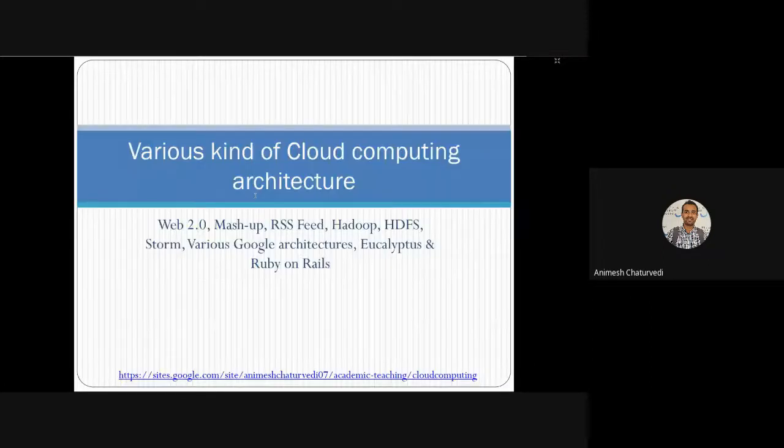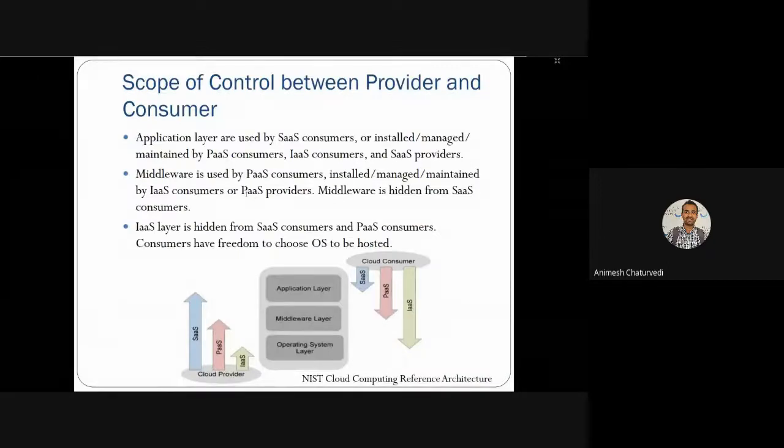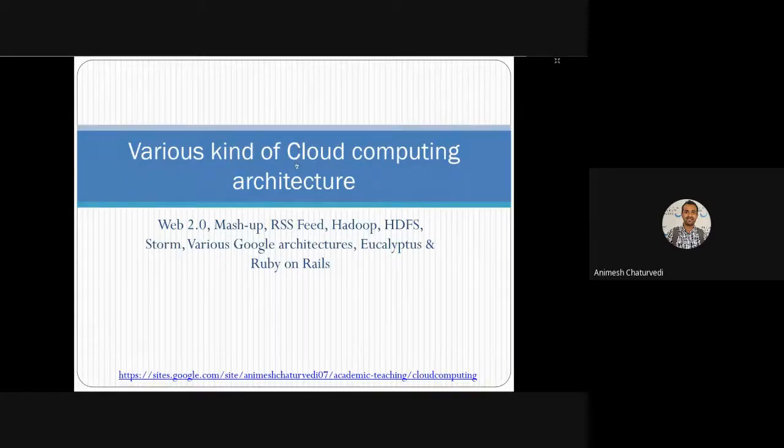If you have any query or doubt, anything related to that, you may ask. Otherwise, we'll wind up the class. Tomorrow we'll start various types of cloud computing architecture.